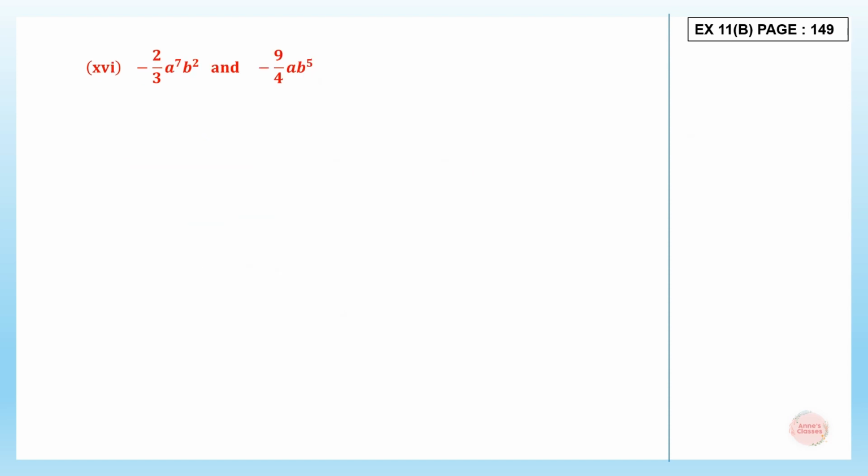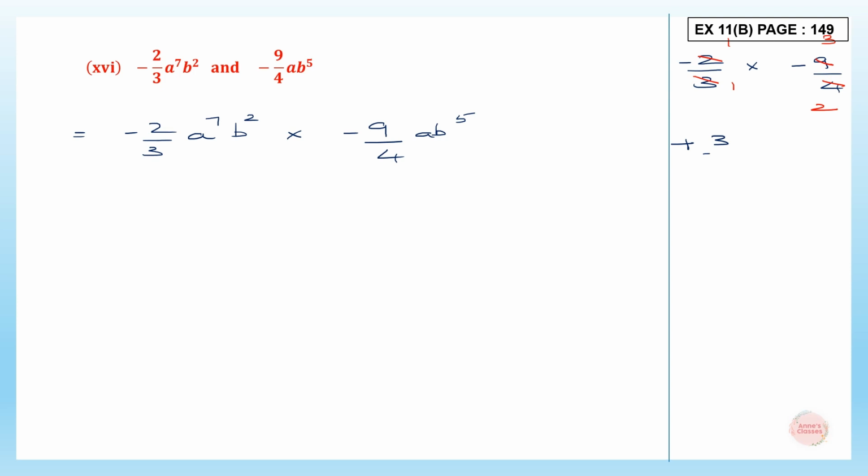Question 16. Again, let's multiply this carefully. We have minus 2 by 3, a to the power of 7, b to the power of 2 into minus 9 by 4, a, b to the power of 5. So first let's take the numbers. We have minus 2 by 3 into minus 9 by 4. Minus into minus is plus. And here also we can cancel the fractions. 2 ones are 2, 2 twos are 4, 3 ones are 3, 3 threes are 9. So multiply the numerators. 1 threes are 3, denominator 1 twos are 2. So what do we have here? 3 by 2. So this is 3 by 2.